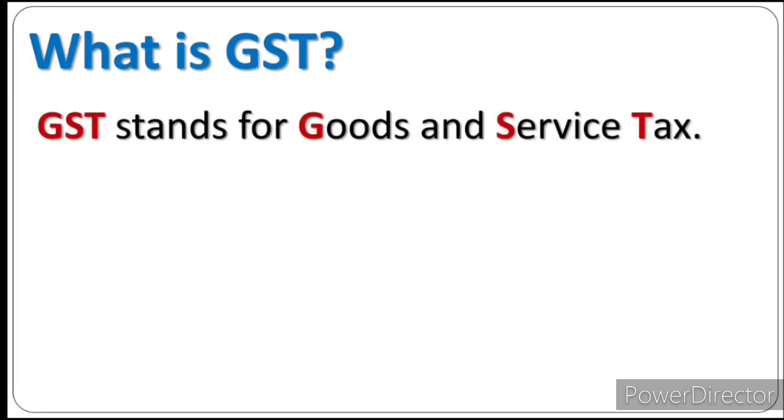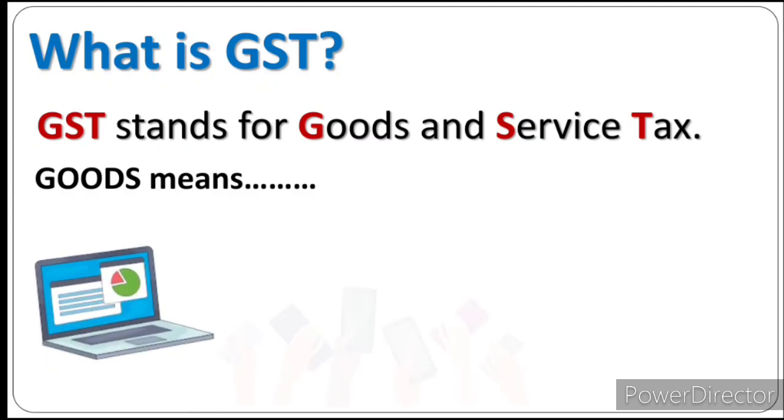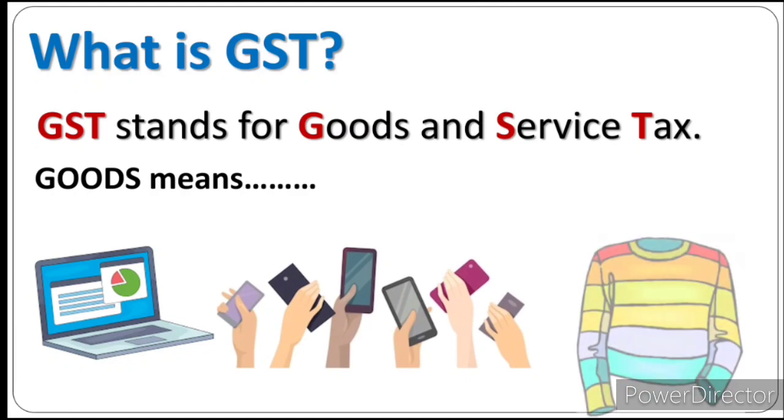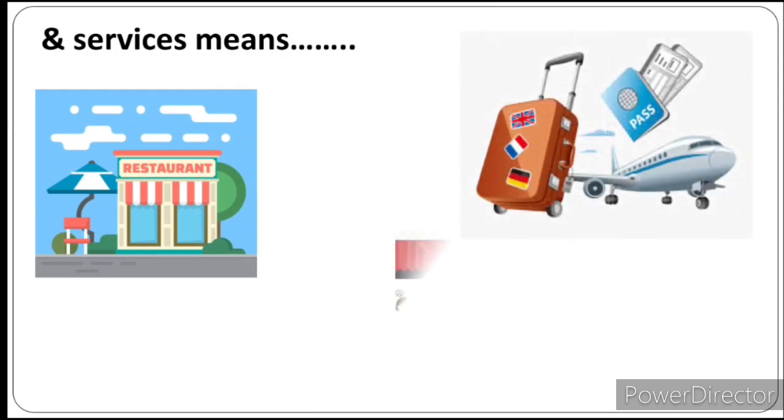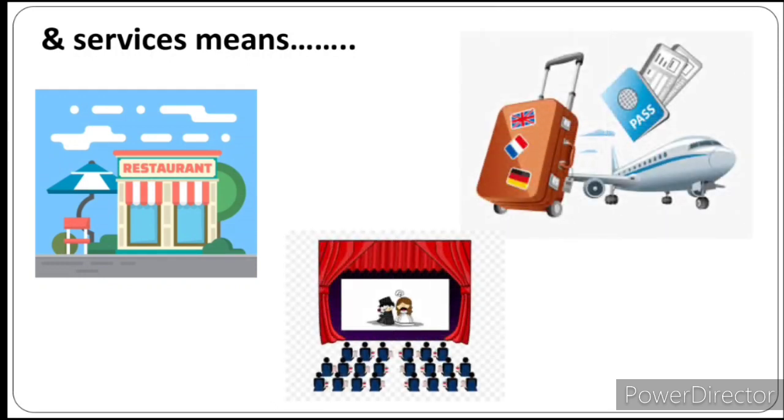GST stands for Goods and Service Tax. The full form of GST is Goods and Service Tax. Goods means the things which we can see and touch, like laptops, mobile phones, branded clothes, etc. And services means things which we cannot see but feel, like restaurant service, air travel service, entertainment service, and many more.